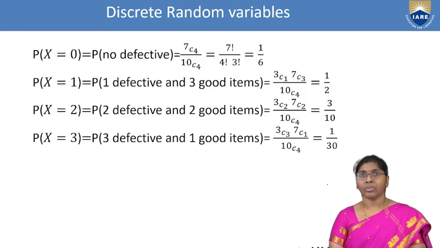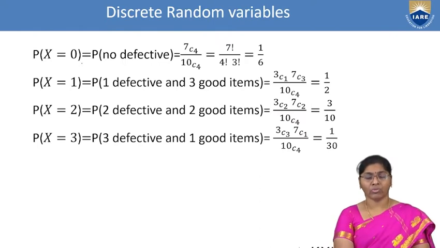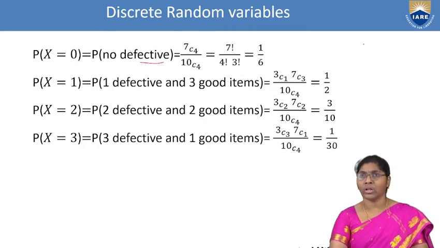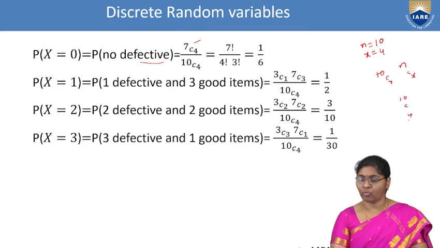Next, the first one, x equal to 0. That means we choose 0 defective items, all are good items. Here total N equal to 10 and we choose 4. In the denominator we have the total number of observations, which is NCx, that is 10C4.